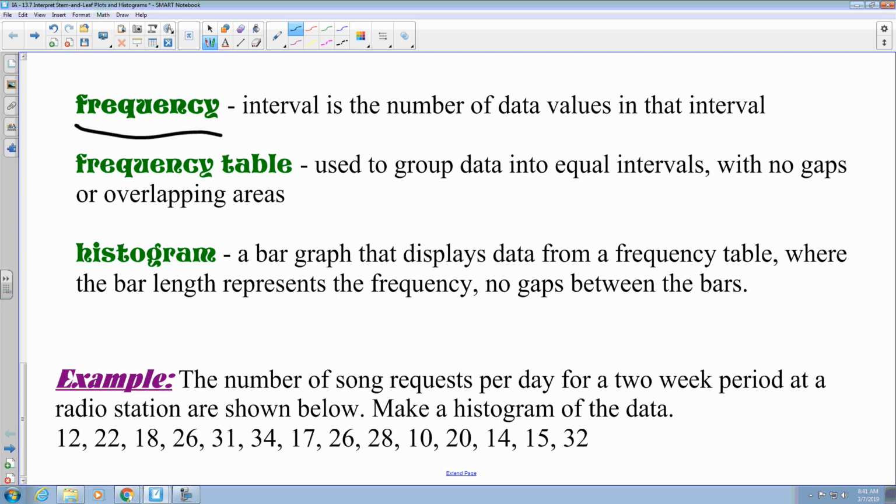And then finally, we're going to make our histogram graph, which is a bar graph that displays the frequency table where the bar lengths represent the frequency, and more importantly, no gaps are in between the bars. So there's no gaps between the bars. So then we can kind of get an idea of what we're trying to look at.